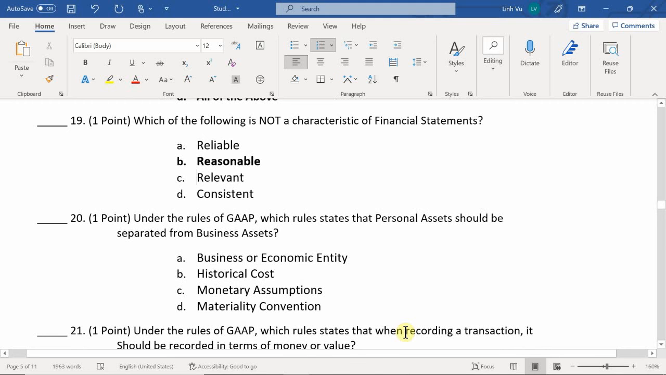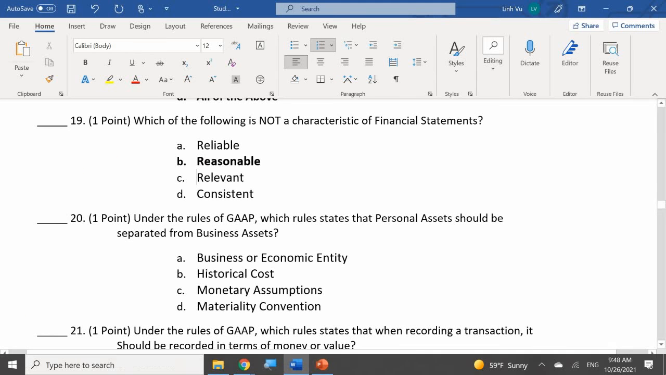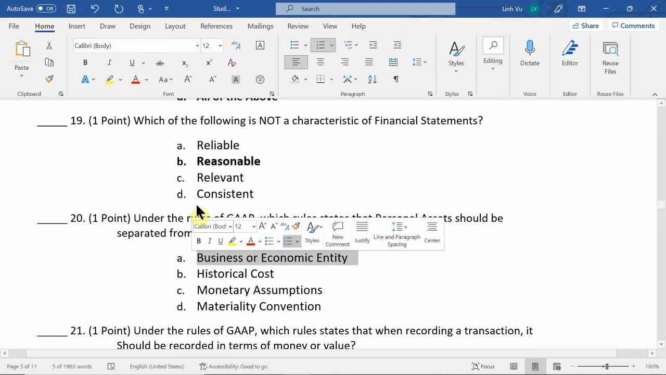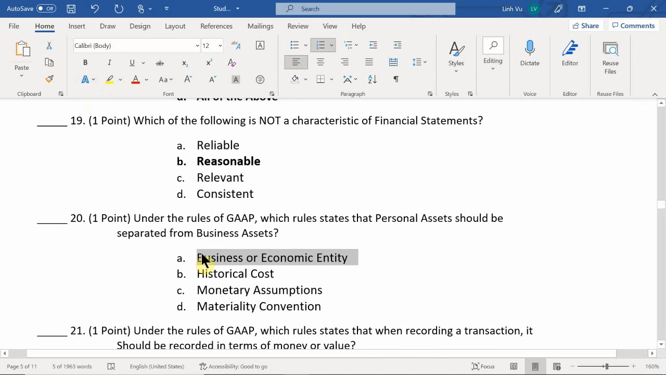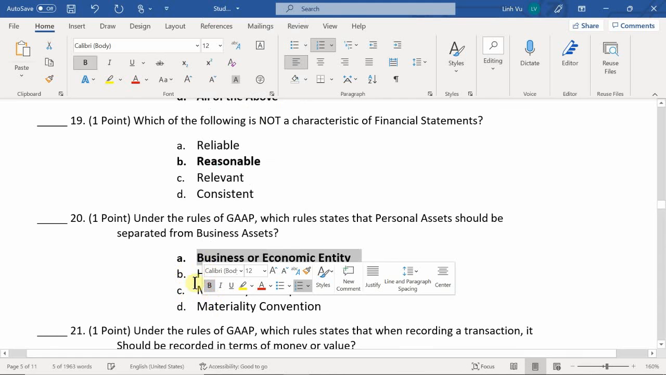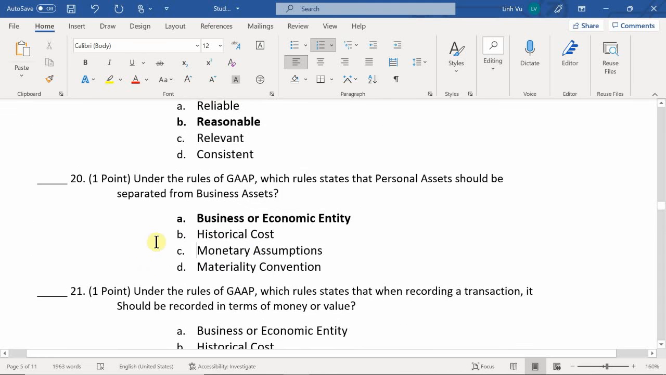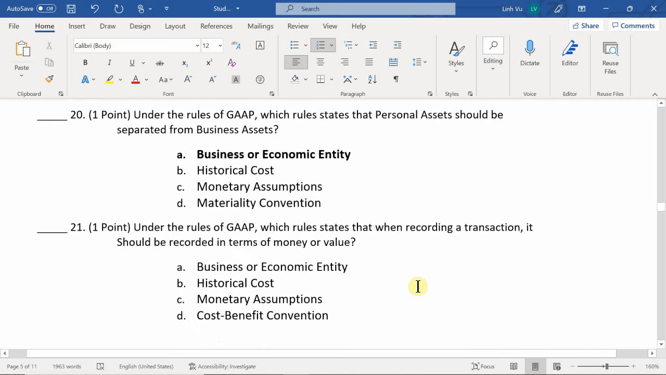Number 20, under the rules of GAAP, which rule states that personal assets should be separate from business assets? A, business or economic entity. That's correct, right? That's the big, huge definition right there. Separating your personal from your business is important. Now, of course, I will be adding in things from the constraints and conventions, but if you can remember this one thing, I'm not going to test you on any of those. Then you should be using the process of elimination.